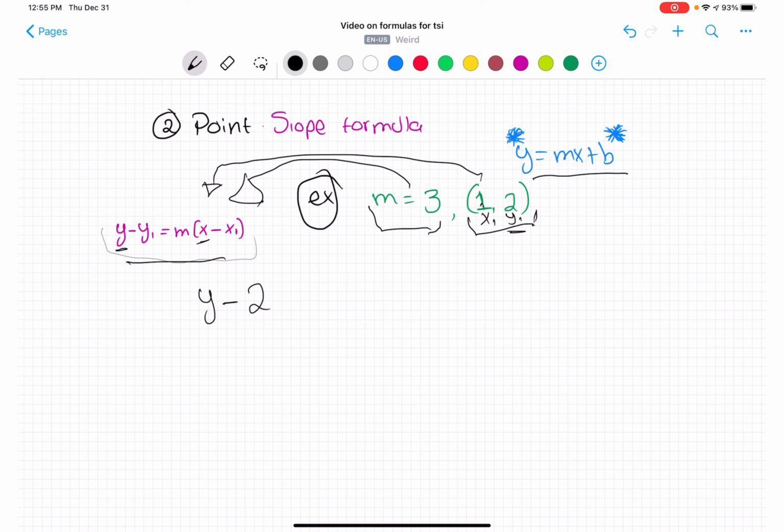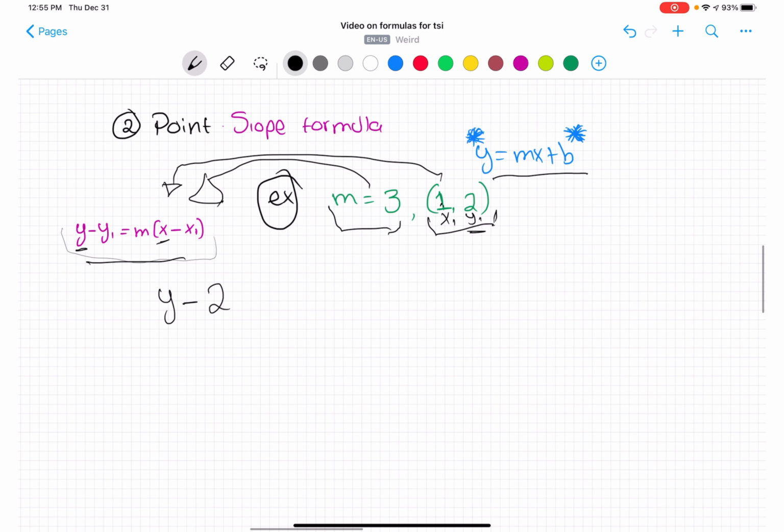Right over here, the minus is part of the formula. So it's right here, and then that equals 2m, which is 3. And we're going to multiply it by x. We're going to open parentheses and then x, and that minus from the equation. And then we're going to look for our x1, which is a 1. And then we start simplifying this.